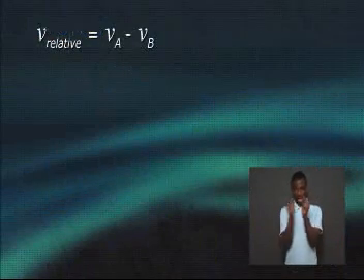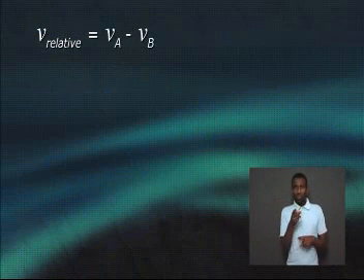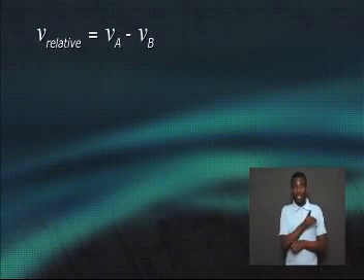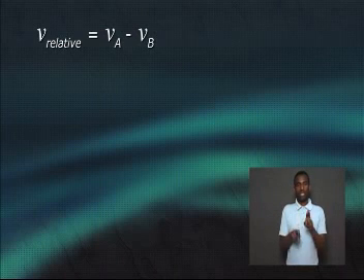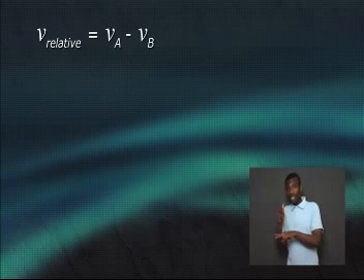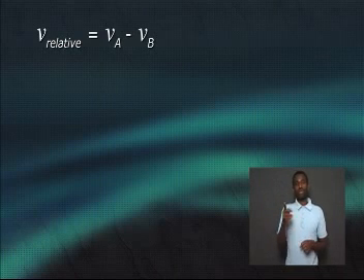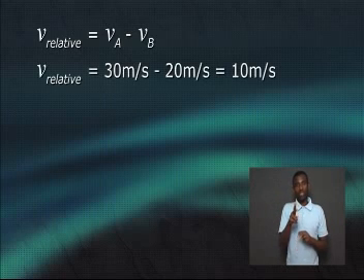Hello again, students. I wonder if you had any difficulties with this activity. Let us look at the answers together. Because the trains are moving in the same direction, the relative velocity with which train A overtakes train B is found by subtracting their velocities. Thus, the relative velocity equals 10 meters per second.